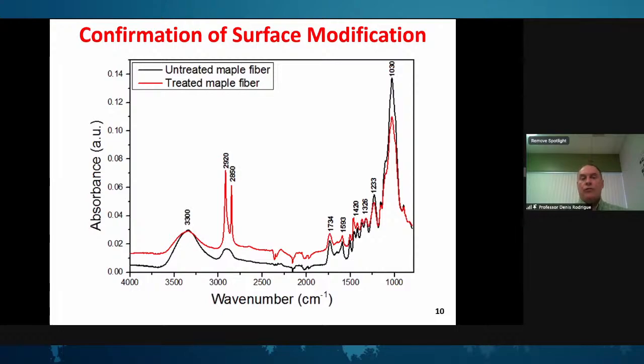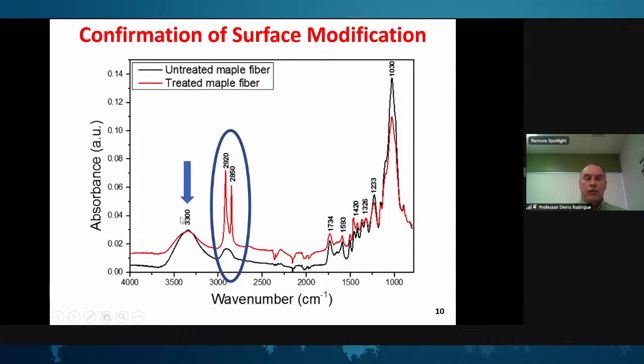So the first thing that you have to do is confirm that you have a surface modification of the fiber. The first thing to do is to look at FTIR in this case. You see here that the red curve is related to the treated fiber and the black one to the untreated fiber. In this case, we use MAPE because we have a lot of maple in Canada, but you see here that there's a lot of CH2 and CH3 that are now on the surface of your fiber. This is coming from the PE part of your MAPE.